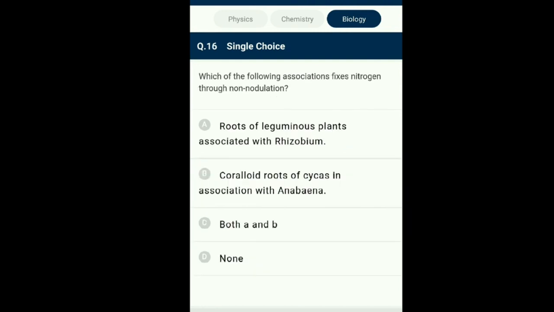Number 16. Which of the following associations fixes nitrogen through non-nodulation? Cyanobacteria like Anabaena are known to form a facultative symbiotic relationship with the coralloid root of Cycas and help with nitrogen fixation without forming nodules, and in turn receive food and a stable environment. So the answer is option B, coralloid roots of Cycas in association with Anabaena fixes nitrogen through non-nodulation.